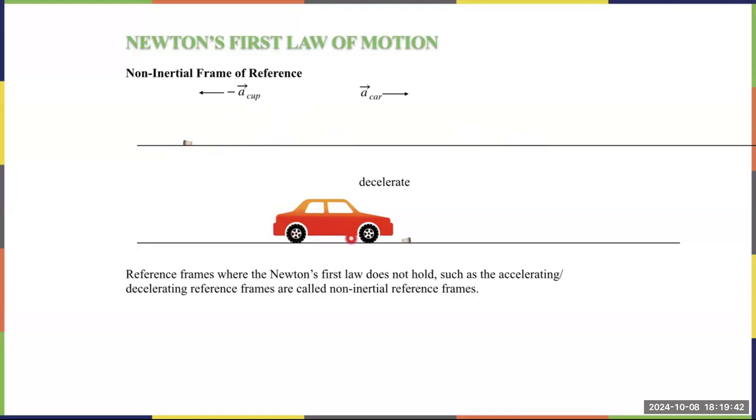But now in the second case, deceleration. Before the car stopped, the car was going at a constant velocity, right? So in that condition, it was an inertial frame of reference, and Newton's first law of motion was valid because both the car and the coffee cup were in a state of constant velocity. But as soon as the car stopped, the car came to rest, but the cup did not come to rest, right? And during that period of time, Newton's first law of motion does not hold. Correct.